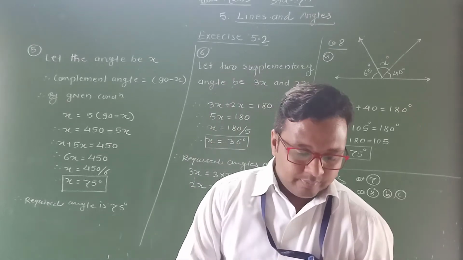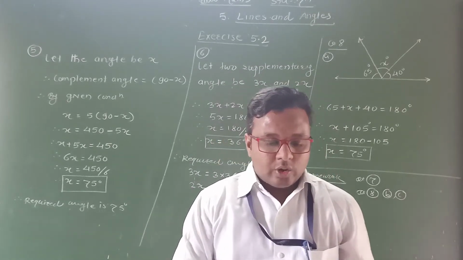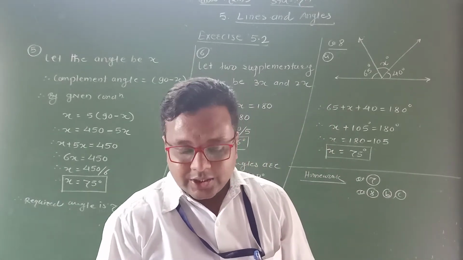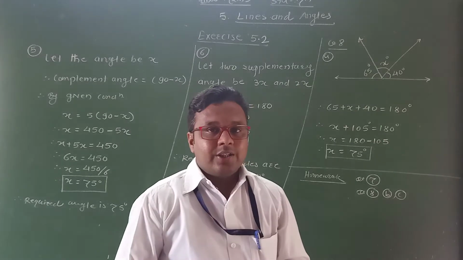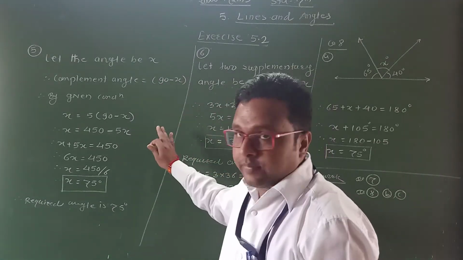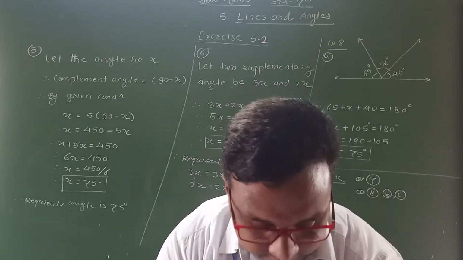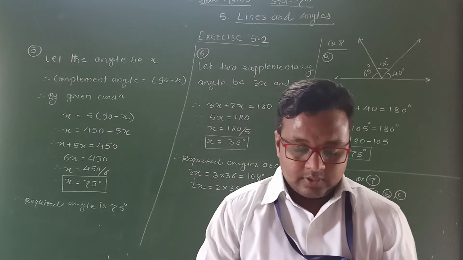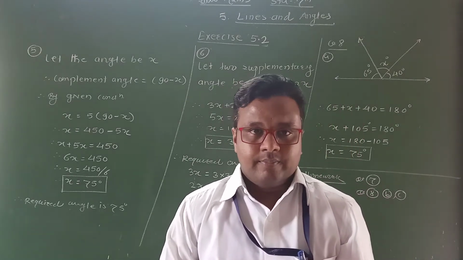Good morning student. In the previous video we have completed up to question number 4 from exercise 5.2. In today's video I am going to explain question number 5. Question number 5 is: given an angle is 5 times its complement. Find the measure of that angle.